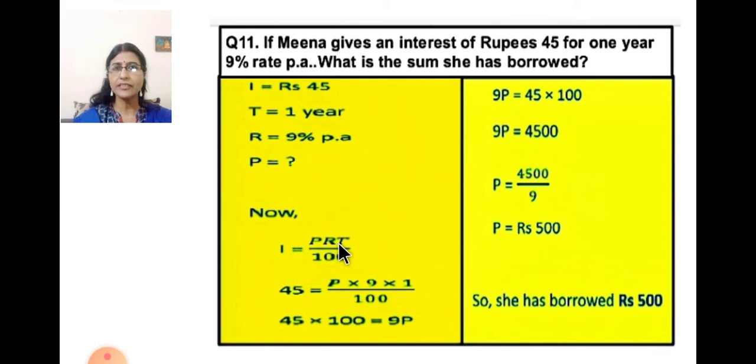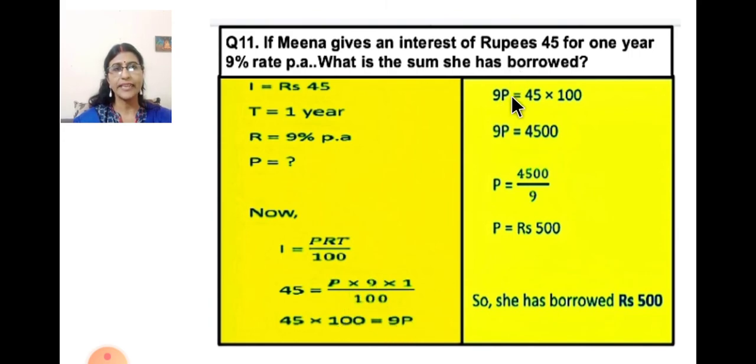Again we'll use the same formula: I is equal to PRT upon 100, and then we'll substitute the values. So it is very simple, children. We'll just substitute the values. Here in place of I we'll write 45. P we don't know, so we'll write P into, in place of R we'll write 9, in place of T we will write into 1, upon 100. And then we are going to solve this. We will cross multiply: 45 into 100, you will get 4500, and here 9 into P is 9P.